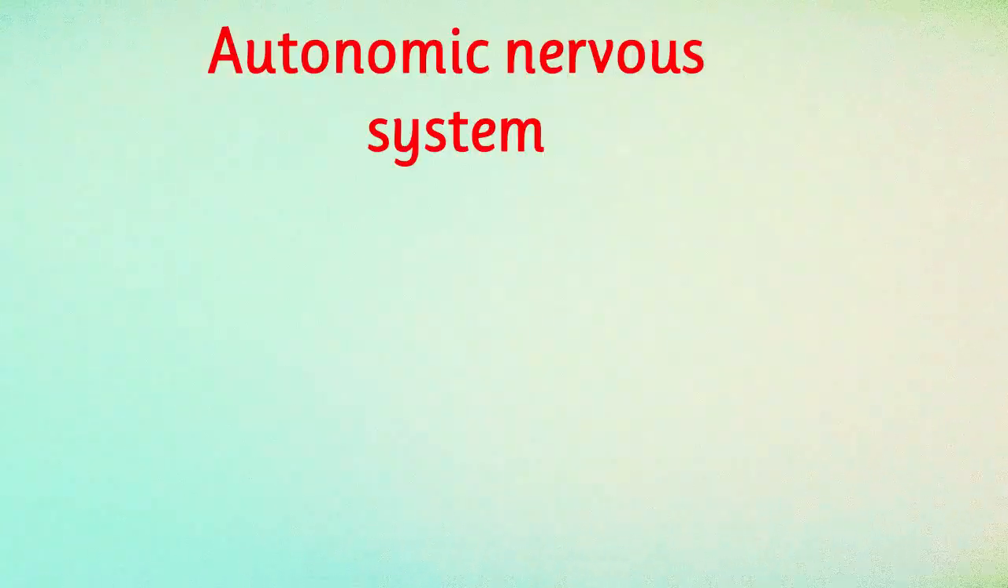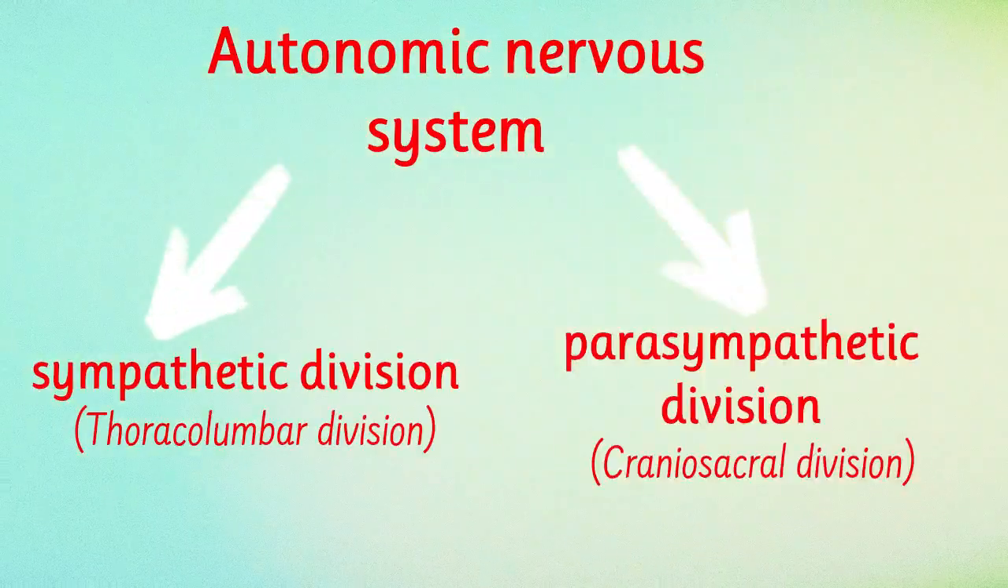The autonomic nervous system is divided into two major sections: the sympathetic division, also called the thoracolumbar division, and the parasympathetic division, or craniosacral division. These two parts play distinct roles in how our body responds to different situations.